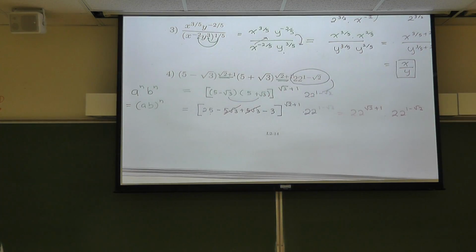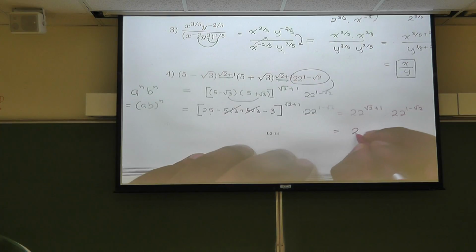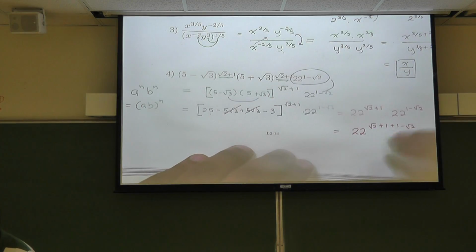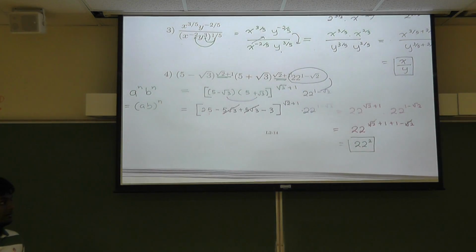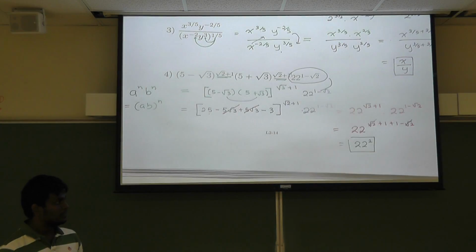And in that step, you can see the base is the same, therefore you can add the exponent. So let's write one base, 22, and add the exponent, root 2 plus 1 minus root 2. And now you can see that these two go off and you get 22 squared. Well, without a calculator, I will not expect you to figure out what 22 squared is in a minute, but let's have it that way. So this is the end of the lecture part 2, and check out for lecture part 3 in the future. Thank you.